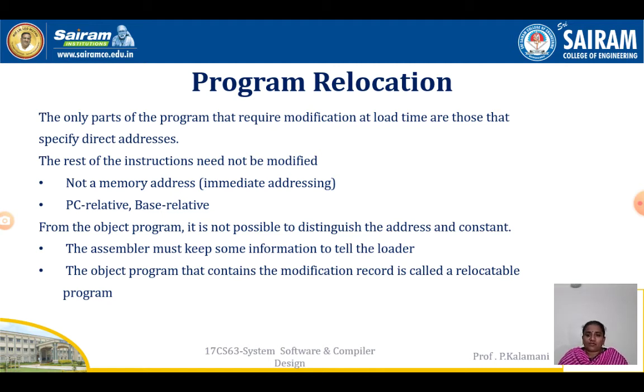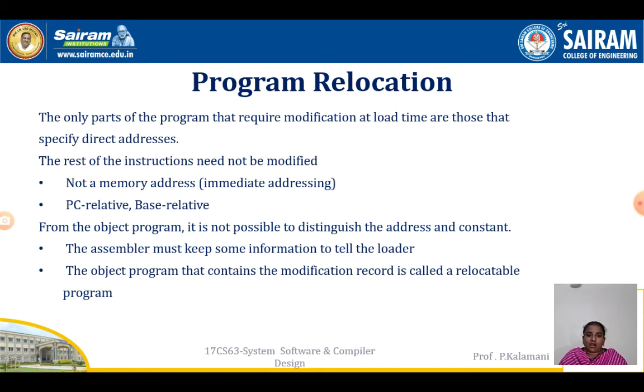From the object program, it is not possible to distinguish the address and constant. The assembler must keep some information to tell the loader. The object program that contains a modification record is called a relocatable program. So the assembler has to give the instruction to the loader: these are all the instructions whose address should be modified. That should be specified with the help of the modification record.